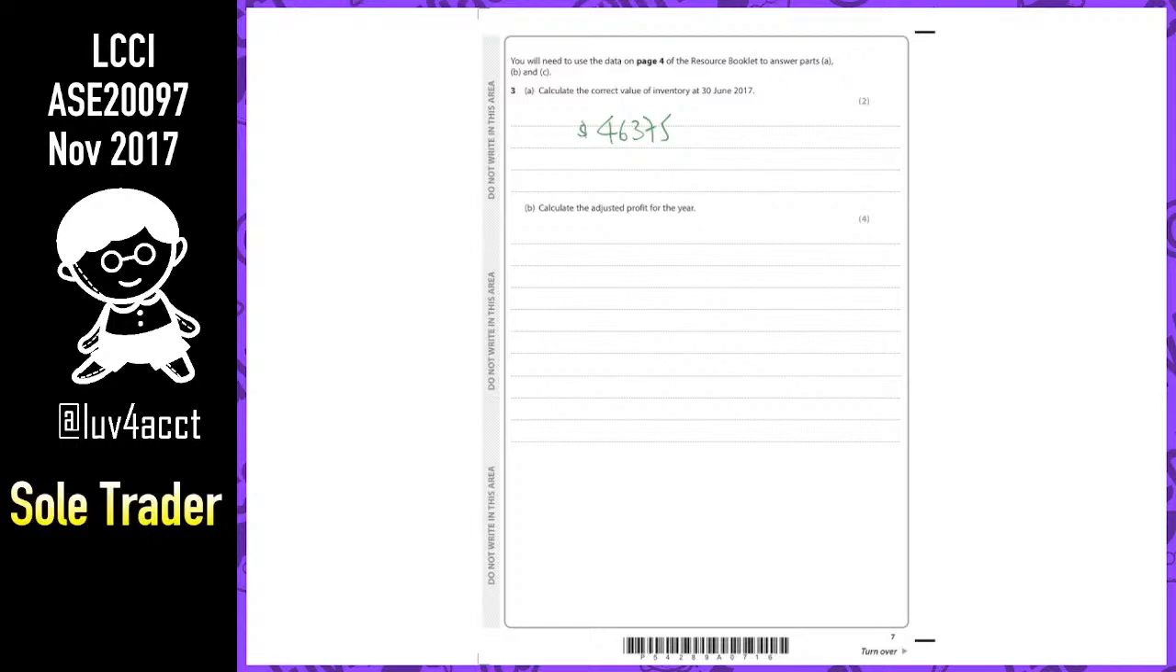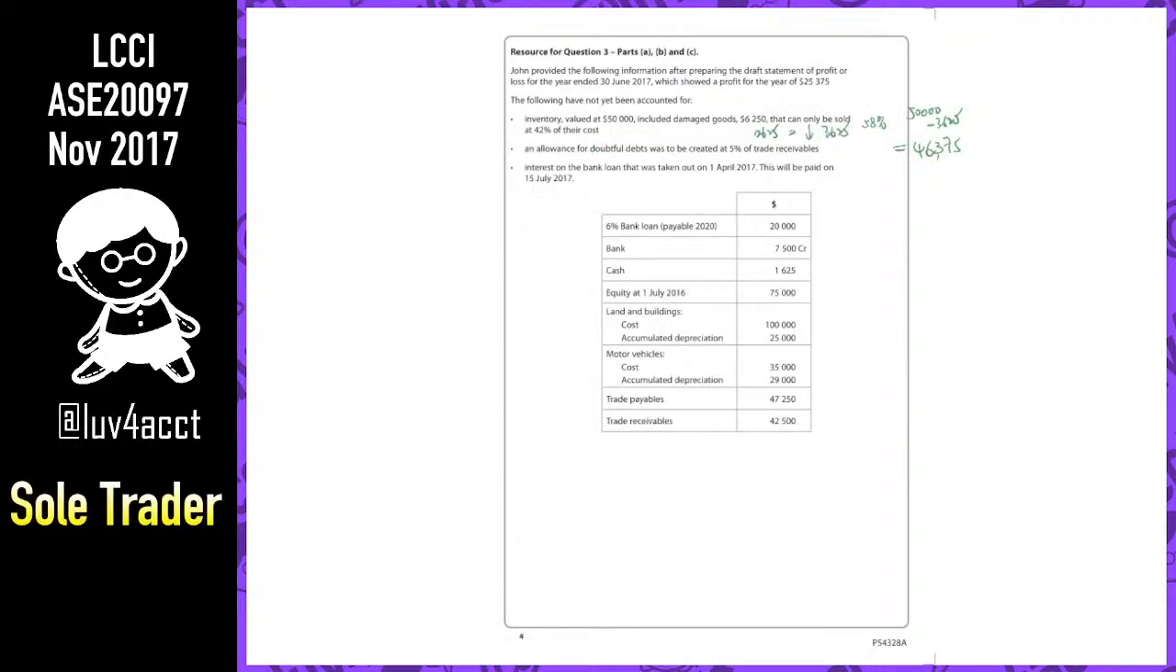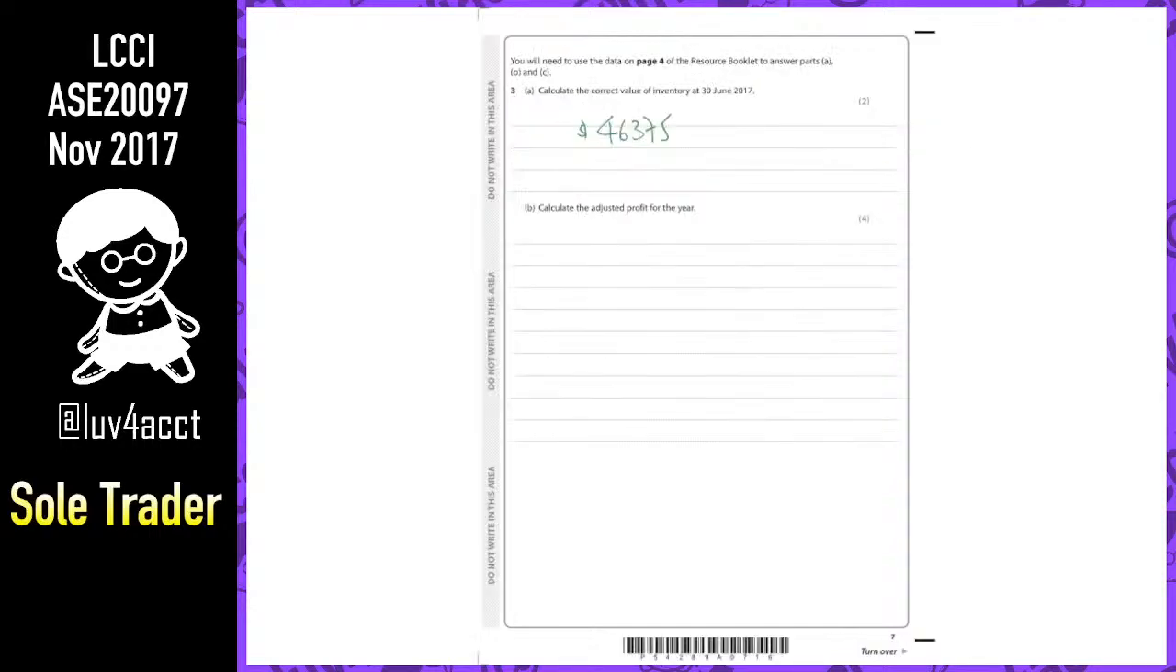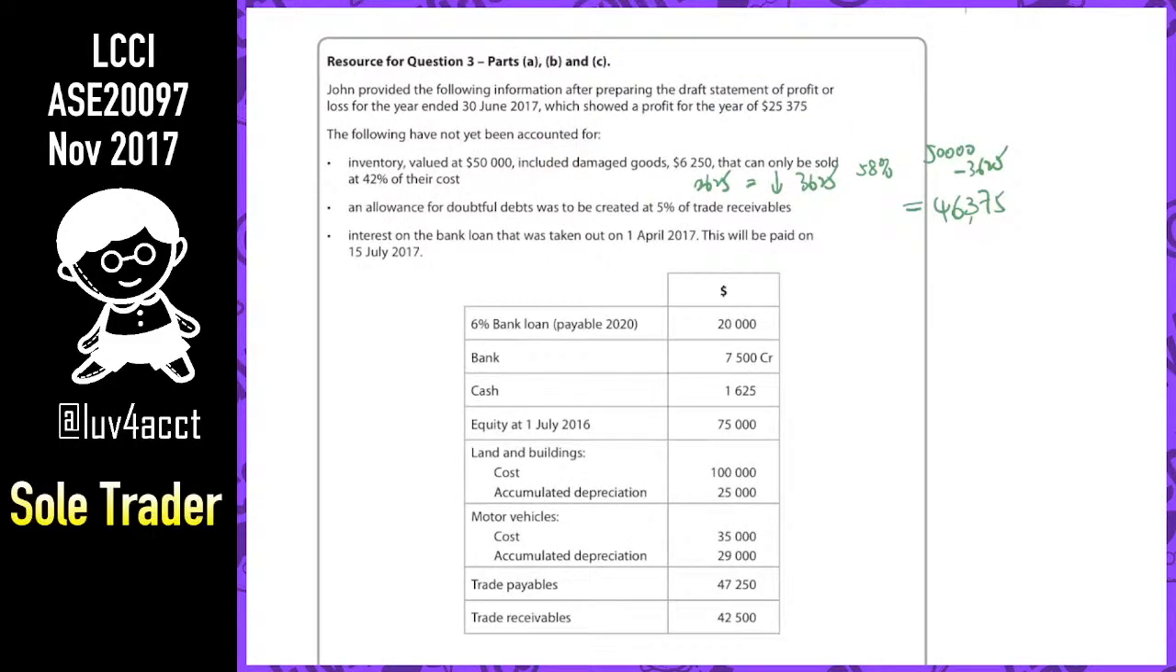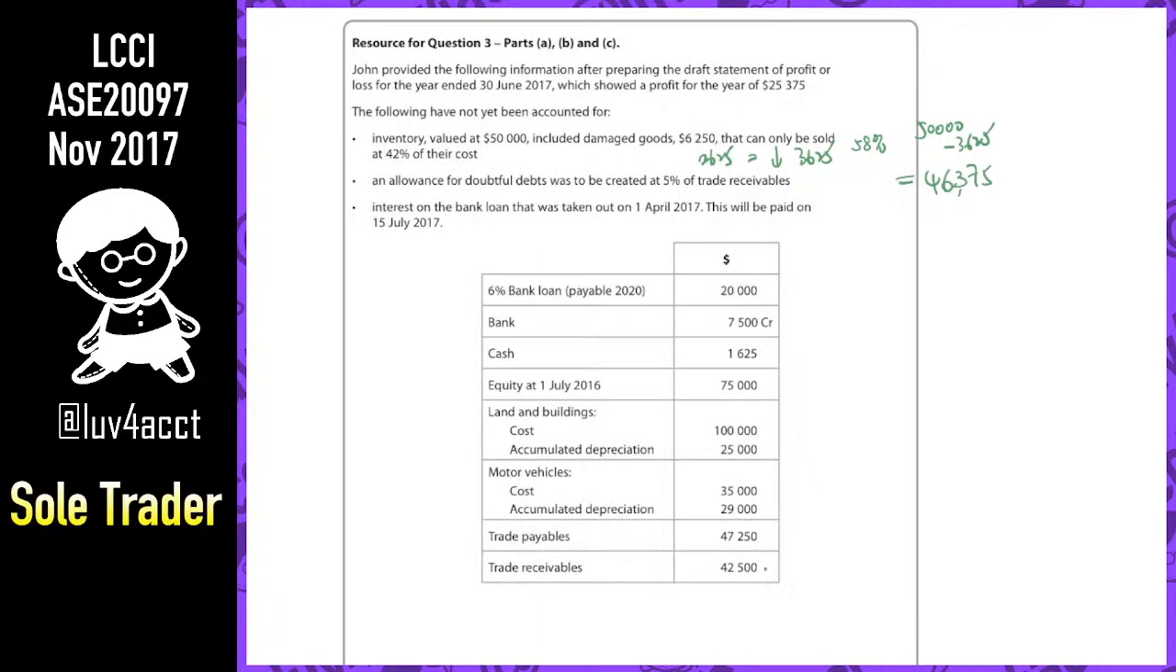The next one is to calculate the adjusted profit. The original profit is 25375. Just now we have an adjustment. The inventory is adjusted downwards, so 3625 is here. When inventory is adjusted downwards, profit also goes down. Next, allowance for doubtful debt to be created, 5% of trade receivables. Trade receivables being 42500, 5% of it will be 2125.